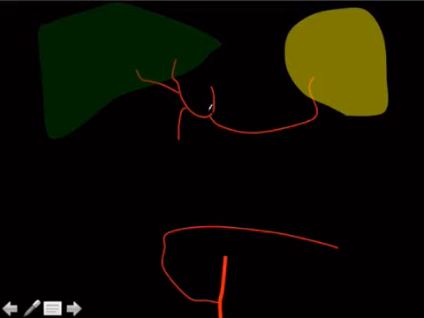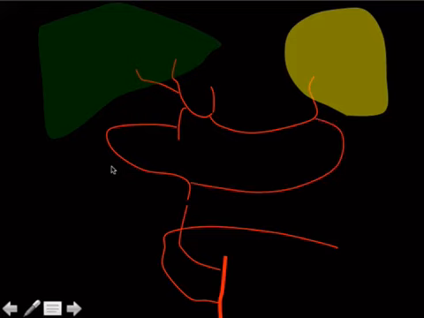So orienting you: celiac, SMA, liver, spleen, GDA. And off the GDA, there's the superior pancreaticoduodenal. And then off of the SMA, there's the inferior pancreaticoduodenal. And they form a collateral pathway which has a loop over this way, that's the pancreaticoduodenal arcade.